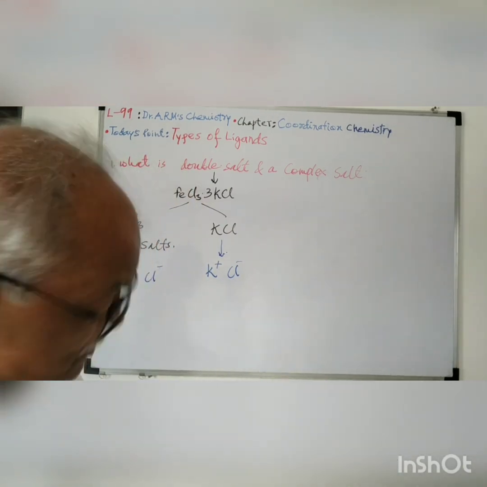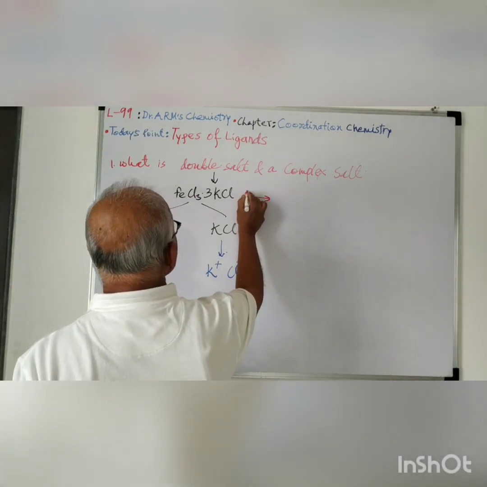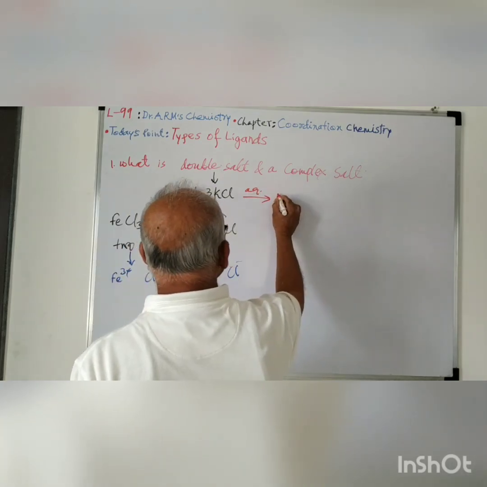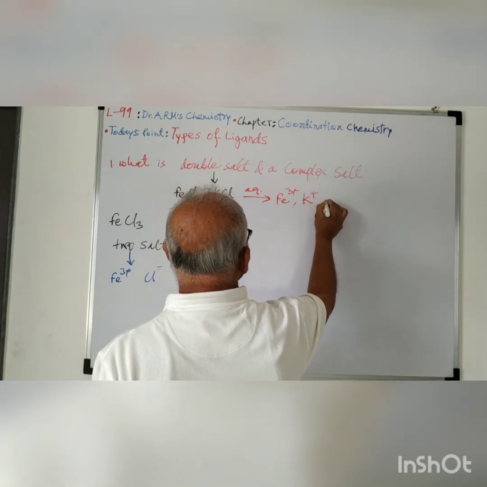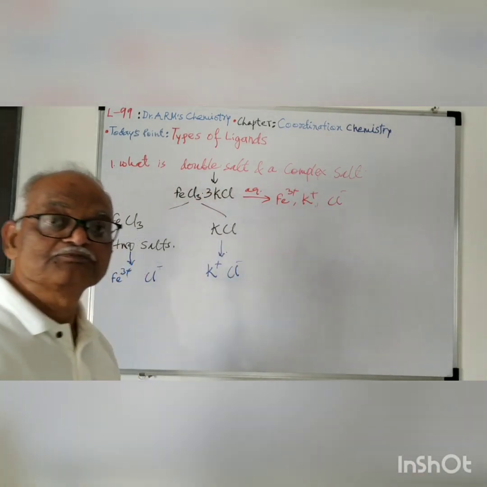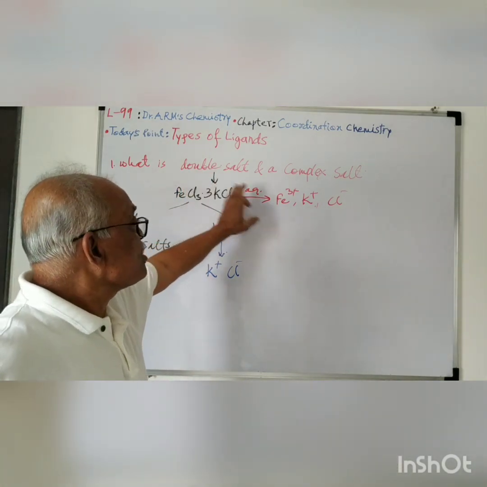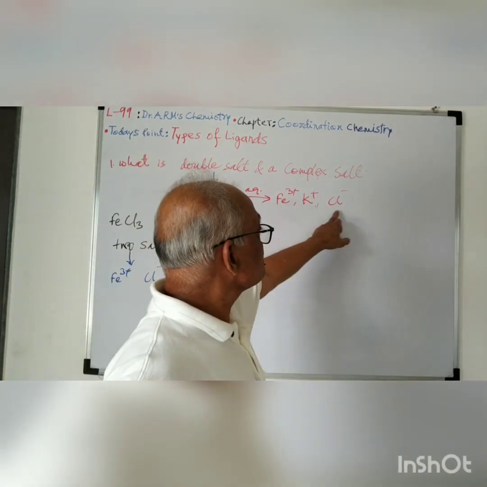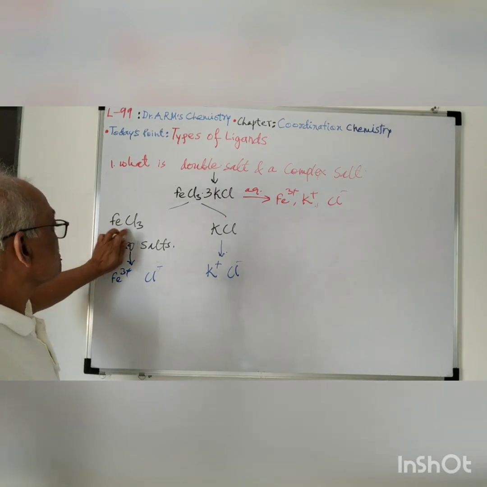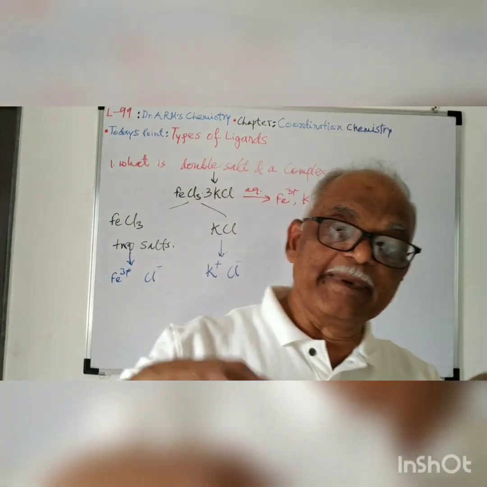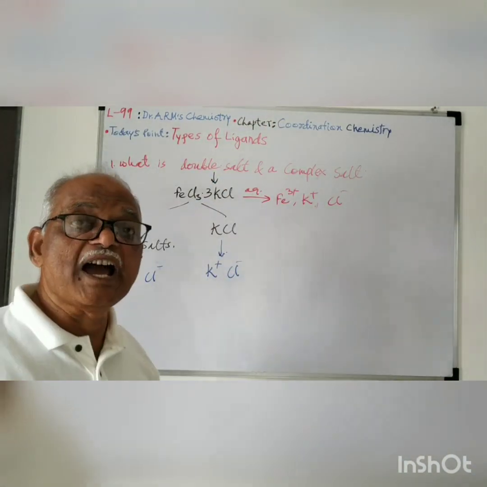Now, when the double salt is dissolved in water, it also shows the presence of Fe3+, K+ and Cl minus. It means this double salt in its aqueous state shows the presence of all the component ions. Similarly, the two different salts, independently in their aqueous solutions, also show the presence of their component ions.